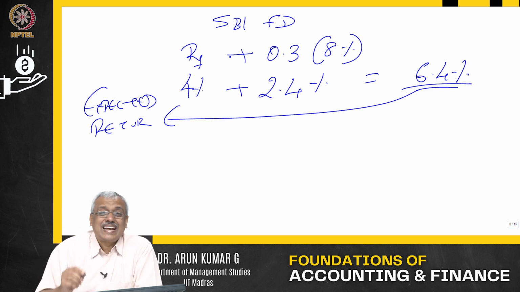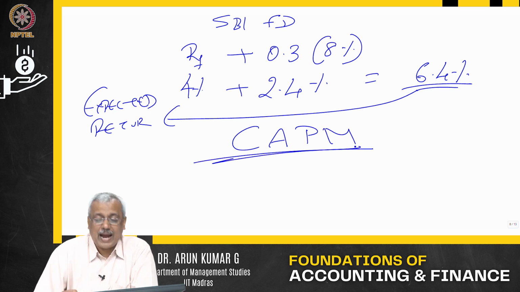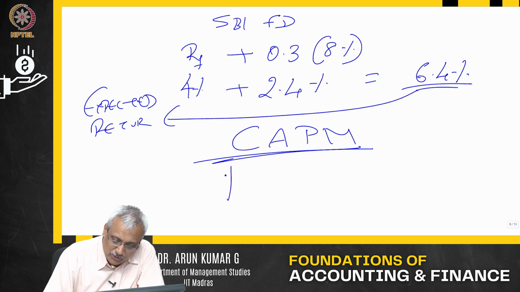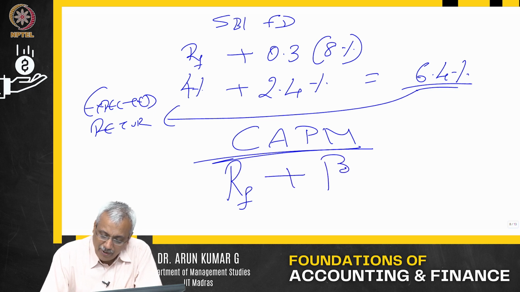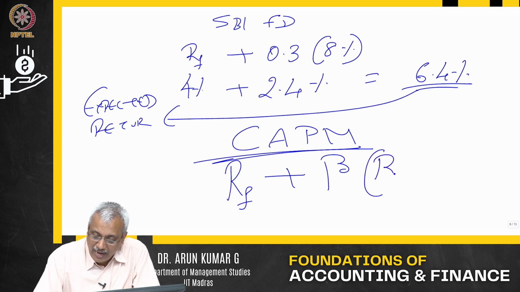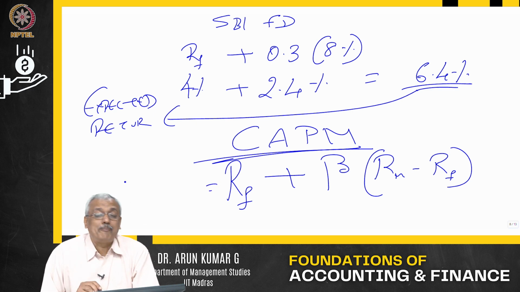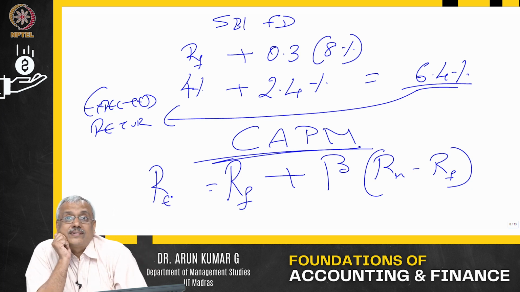This is what we call the capital asset pricing model. All the finance scholars will talk about CAPM, or the capital asset pricing model. It says that for any investment you should get the risk free rate plus the beta of the investment times RM, the return of the market, minus the risk free rate. That is what we call the risk premium. This is the CAPM, and this is the expected return.